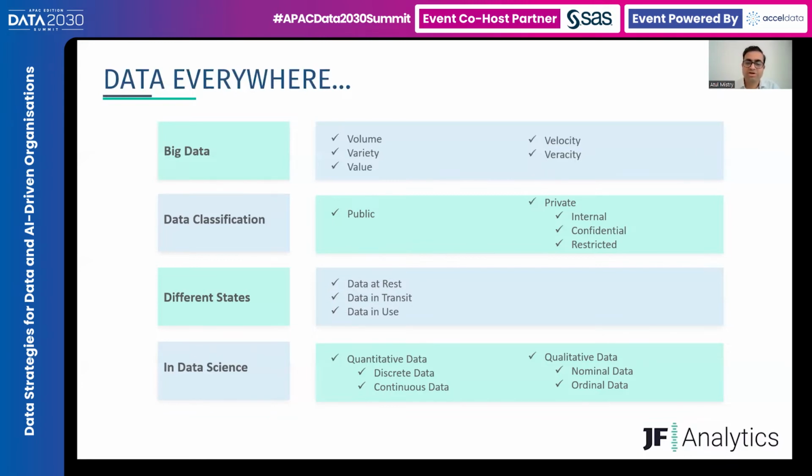Under qualitative data, there are two subcategories. One is nominal data, which is useful for labeling variables like marital status or gender. And ordinal data is ordered data, unlike nominal data. For example, in a competition we mention first, second, and third runner-up.